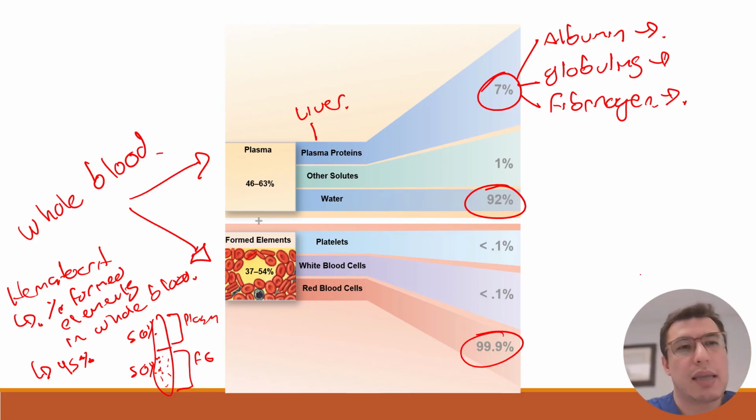But again, keep in mind that when we're doing the clinical test hematocrit, we're checking for the percentage of formed elements, but it is mostly alluding to red blood cells because that is the most abundant element within formed elements.